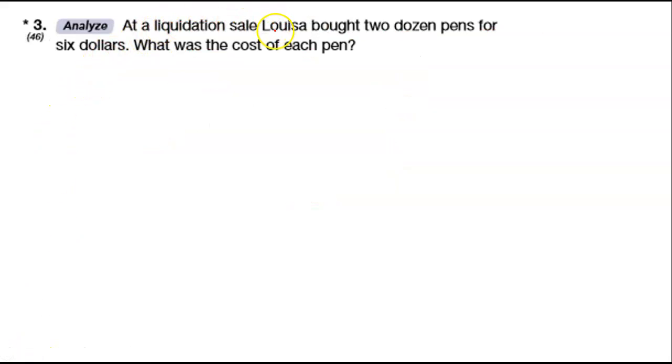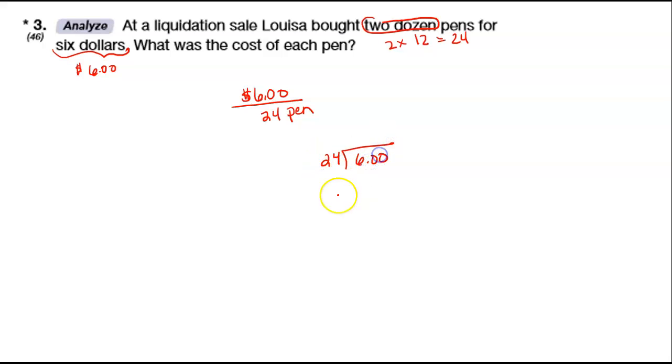All right, at a liquidation sale, Louisa bought 2 dozen. Hold on, a dozen is 12, so 2 dozen is going to be 24 pens for $6. What is the cost per pen? What she paid was $6 for 24 pens, so I'm going to divide. $6 divided by 24 is 25 cents apiece.